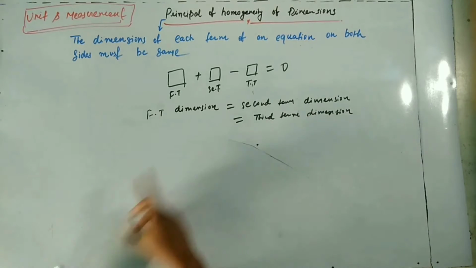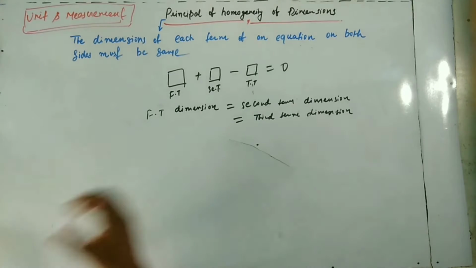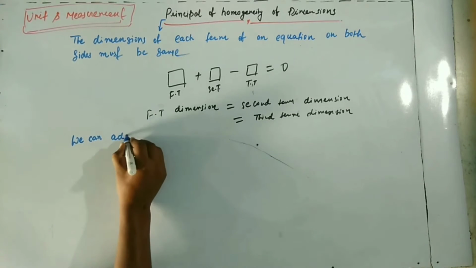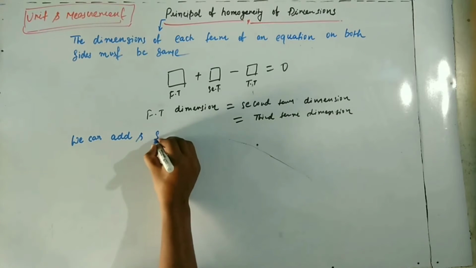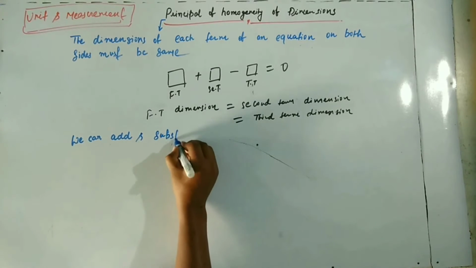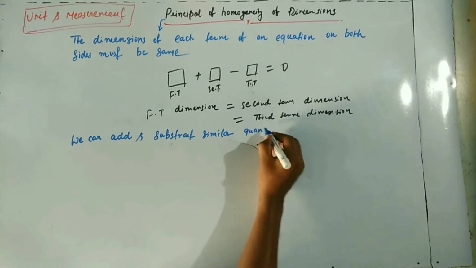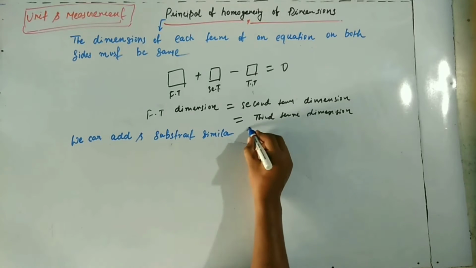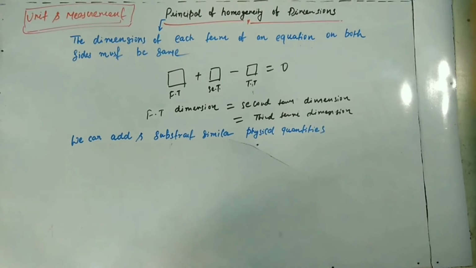Or we can say that we can add and subtract similar physical quantities. We can define it in another way: we can add and subtract similar physical quantities. If the physical quantities are not similar, then we can't add or subtract.